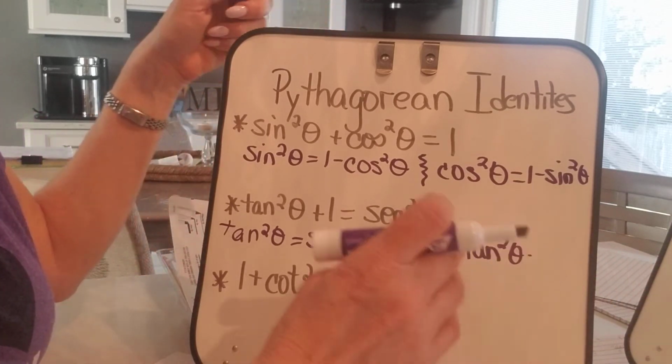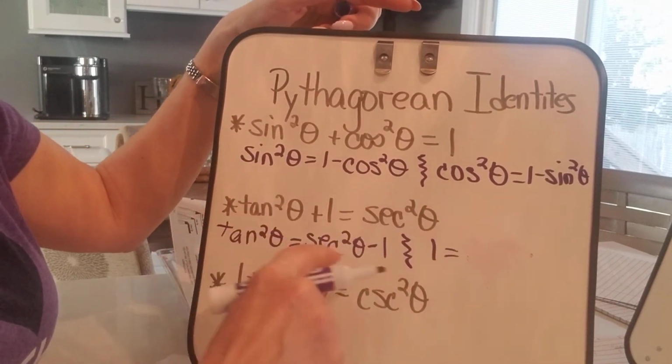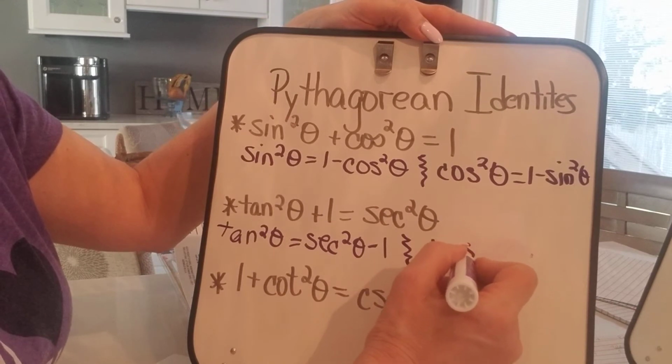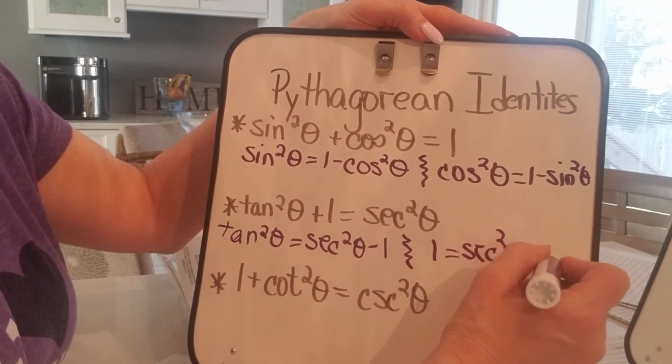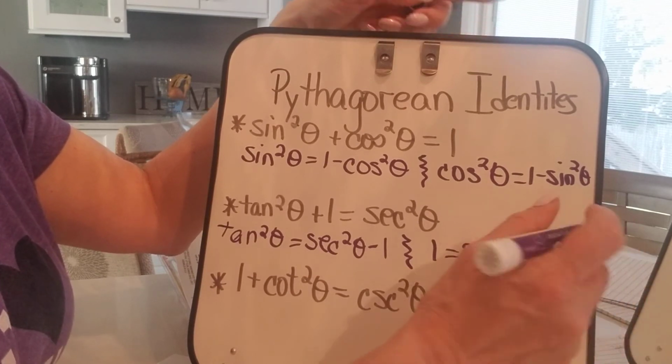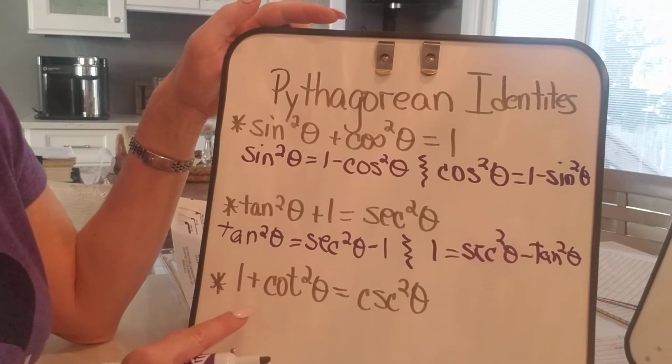So 1 is equal to, oh wait, I wrote that backwards, sorry. I lost my train of thought. If I move tan to the other side, I'm left with 1 equals secant squared theta minus tan squared theta. Remember, it's subtraction, so the order is going to count. Same thing with this one.